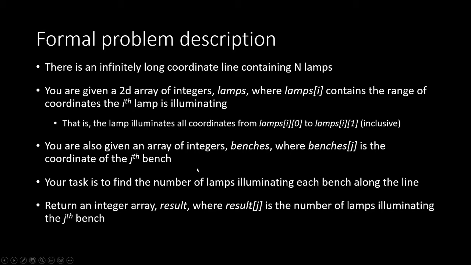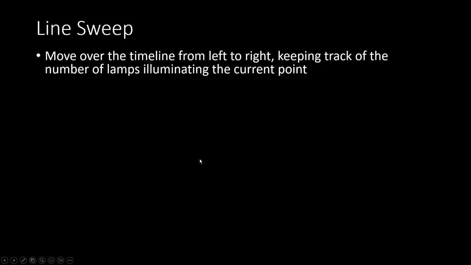So as for how you can actually approach this, we mentioned we're going to be doing a line sweep algorithm. All that really is, it's pretty intuitive, is we're just going to move over the timeline from left to right, and keep track of the number of lamps that are illuminating the current point, the current coordinate. So when you see this, you may think we're going to run through every single coordinate: -20, -19, -18, and so on, until we've covered all of the values. But that isn't feasible because, like we mentioned, it was a really long coordinate line. You could have tons of coordinates to look through, so you can't realistically do that.